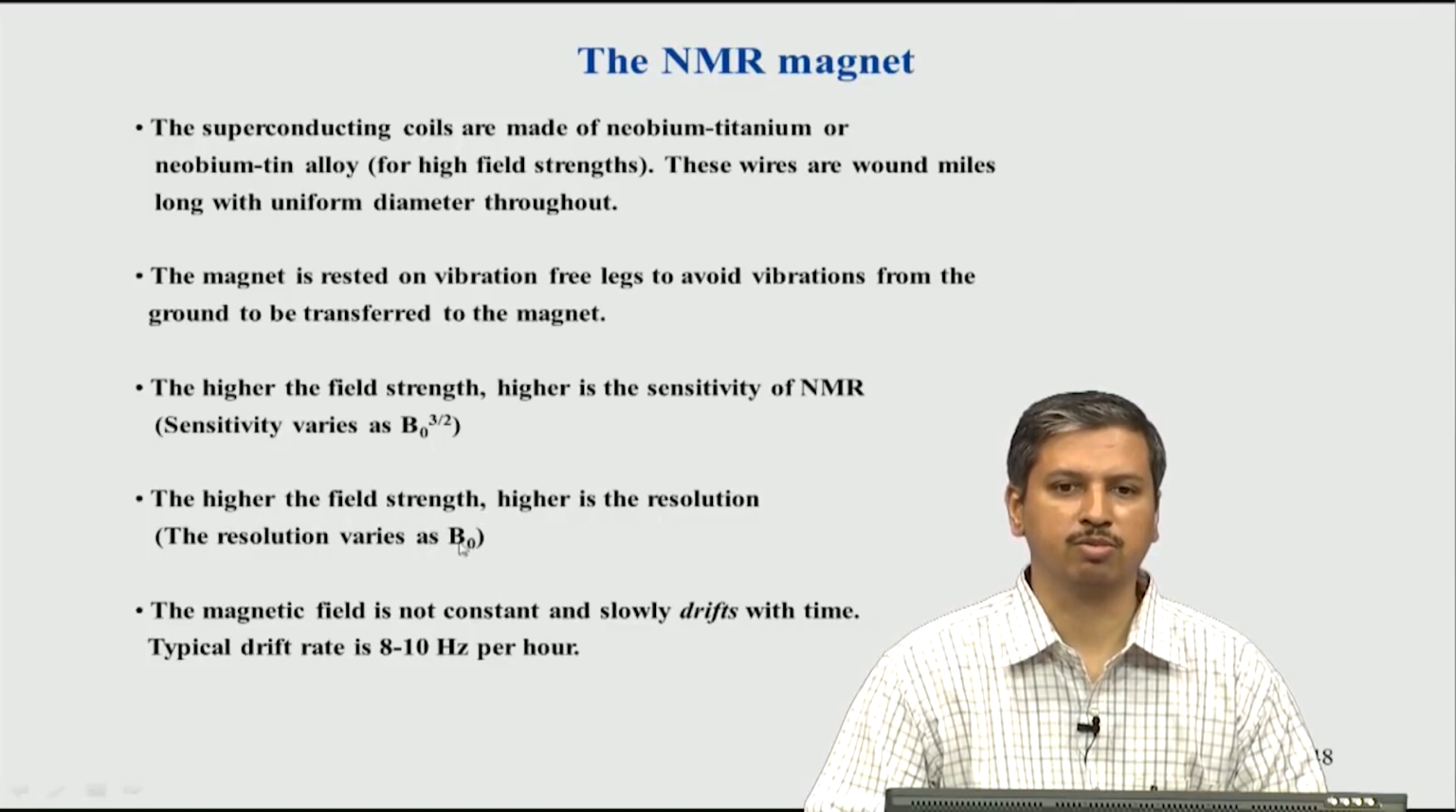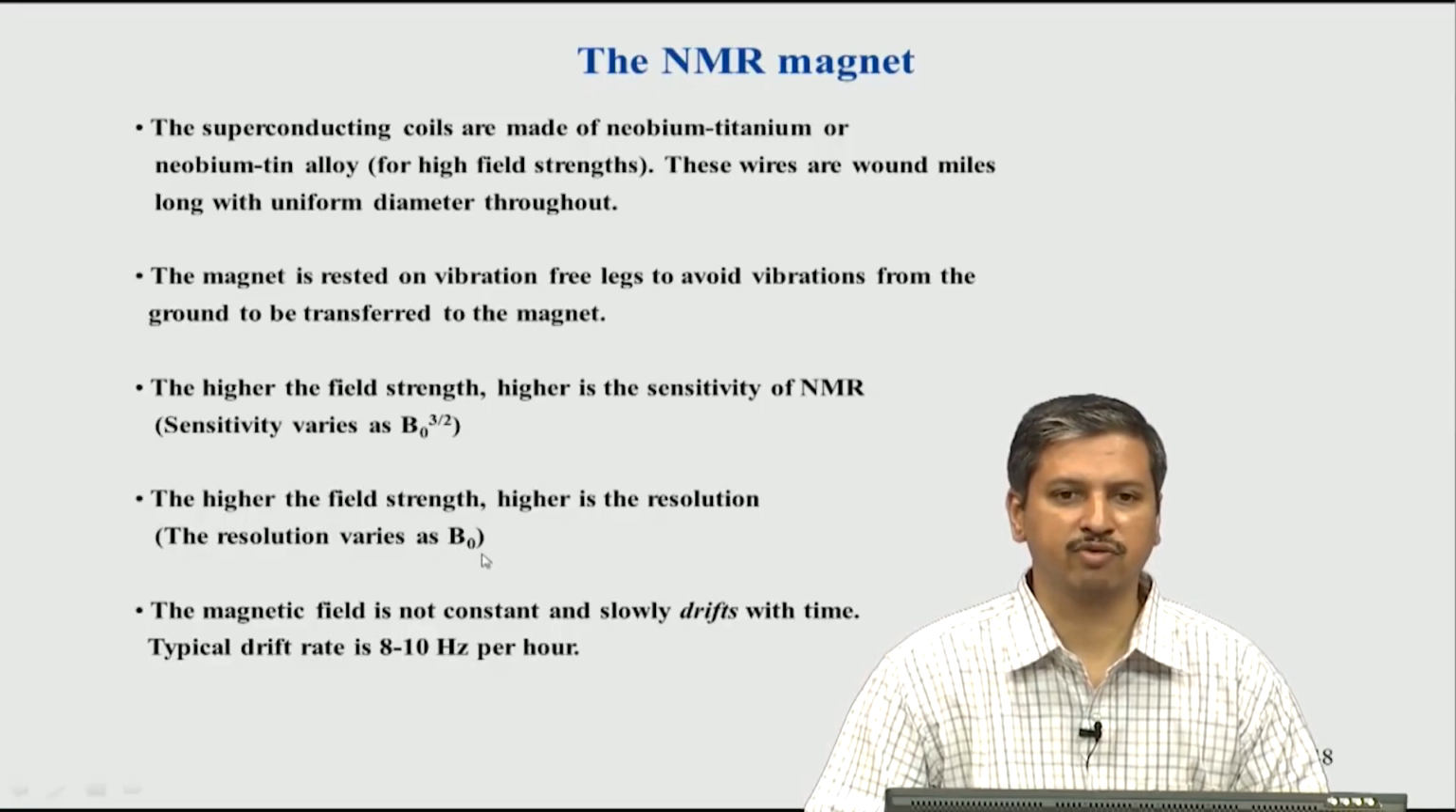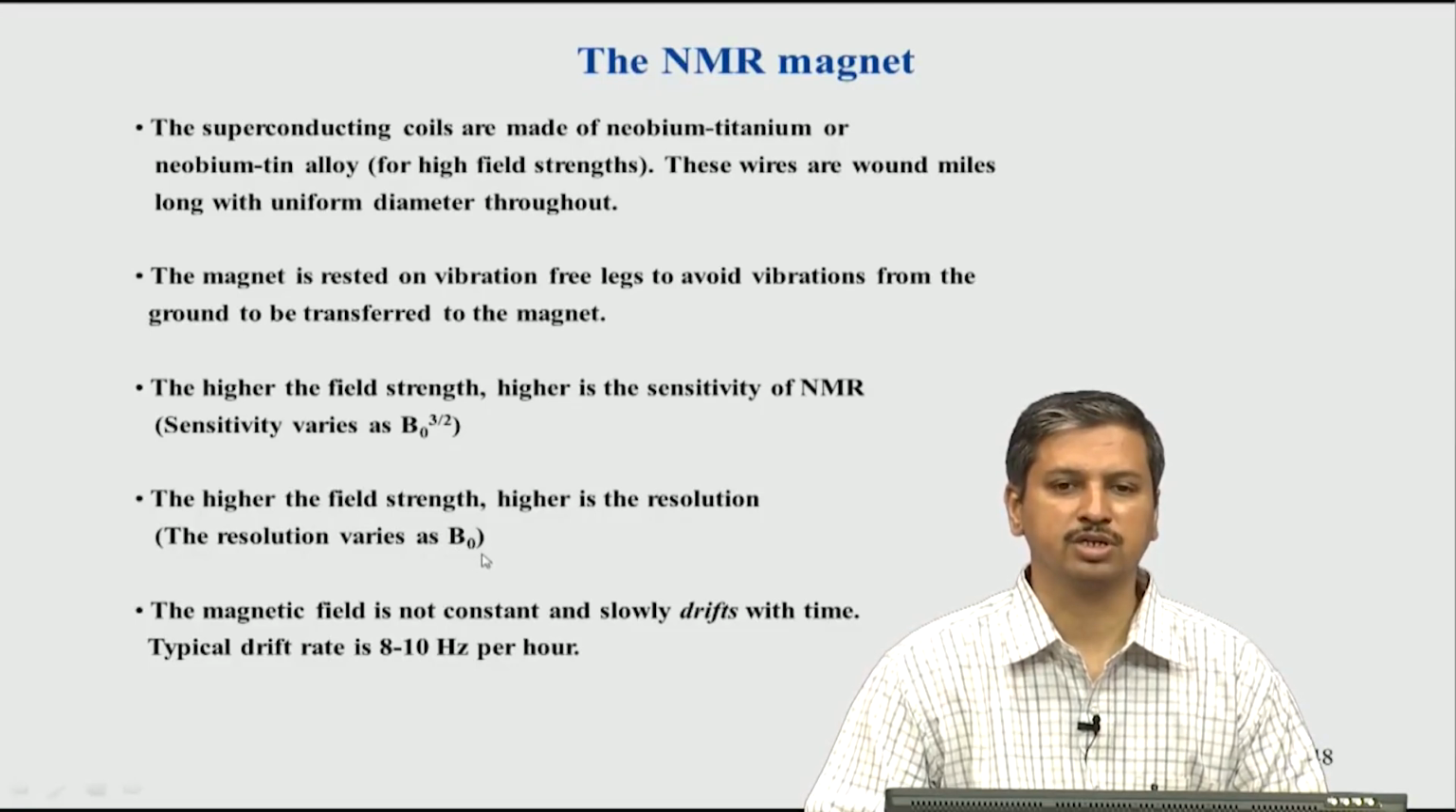So, not only does increasing the magnetic field improve the sensitivity by this factor, but it also increases resolution linearly. Here it is a straight linear relation. As you double the magnetic field, you double the resolution. And what is the resolution? Resolution is basically how easily you can separate two lines, two peaks, in an NMR spectrum. We will see that more in the coming slides.